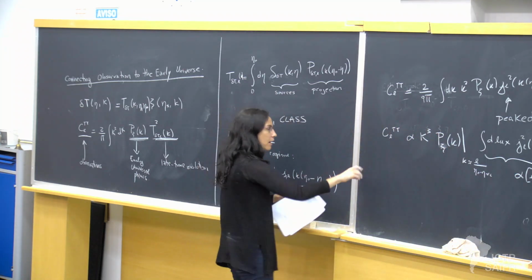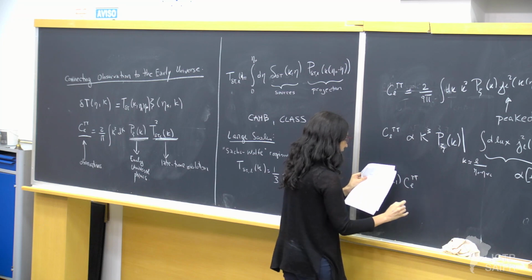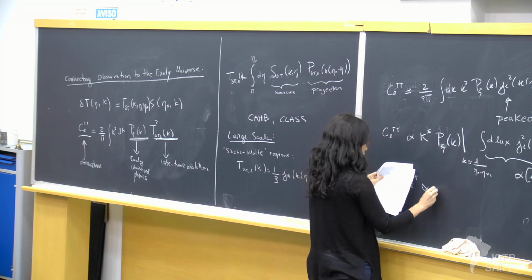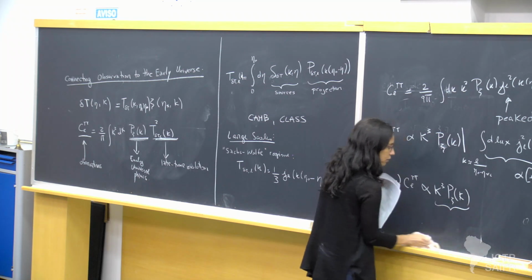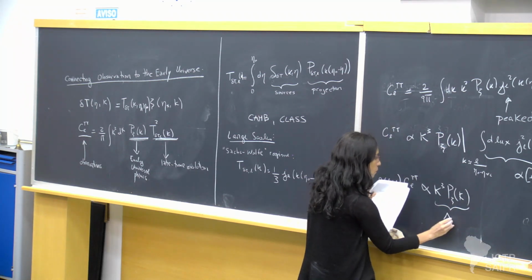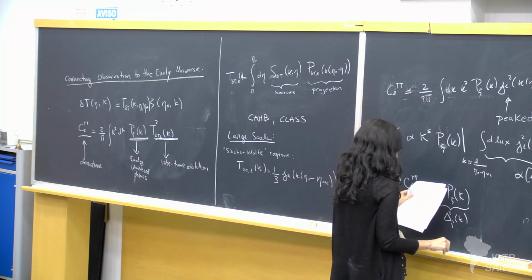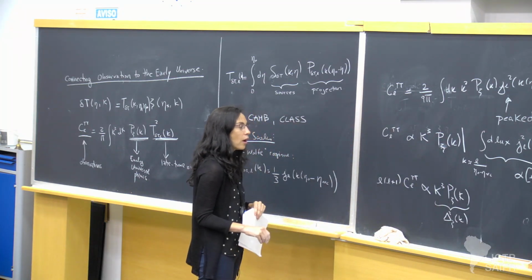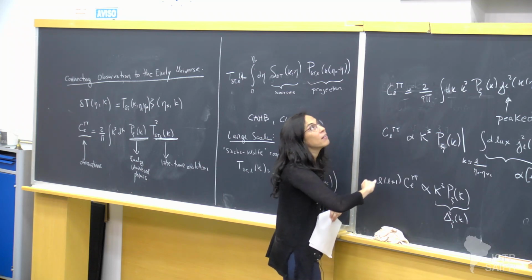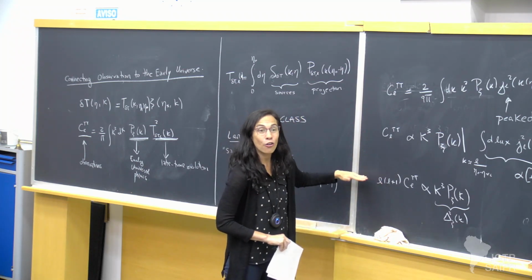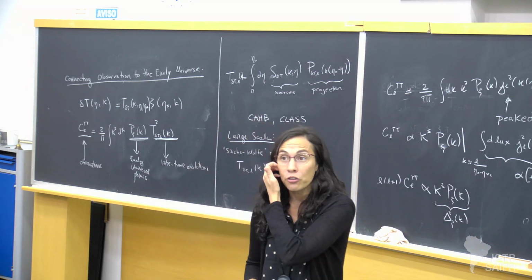So here we learn something. Let's write this down. We can write L times (L plus 1) C_L^TT, and this will be proportional to k cubed times the initial curvature power spectrum of k. Sometimes you will see this quantity as the dimensionless power spectrum, so you may have seen it with Mehrdad written like this. Good. So if this is roughly scale invariant, we should expect to see roughly a plateau, if we plot this quantity, L times (L plus 1) times C_L.